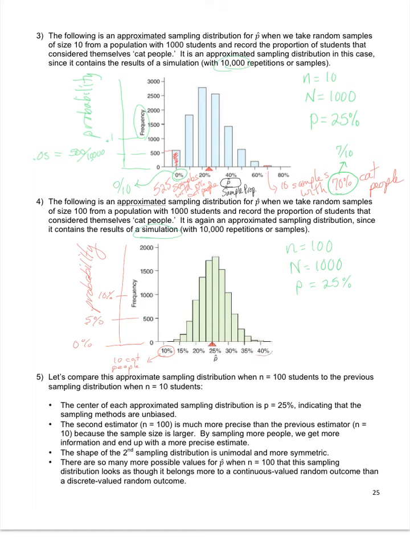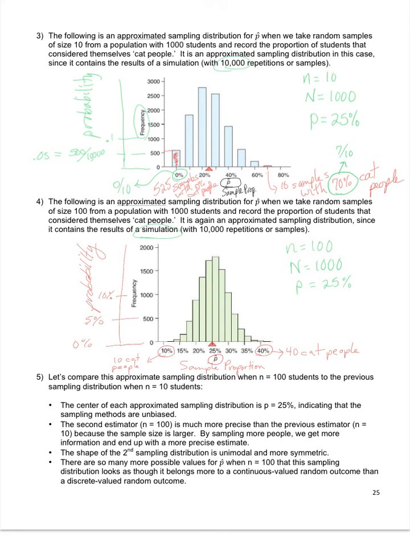And down here, 40%, there's a bar above that. That 40% of the sample being cat people would be 40 cat people. 40% of 100 is 40. And again, these values on your horizontal axes are all values of p hat, which is your sample proportion.